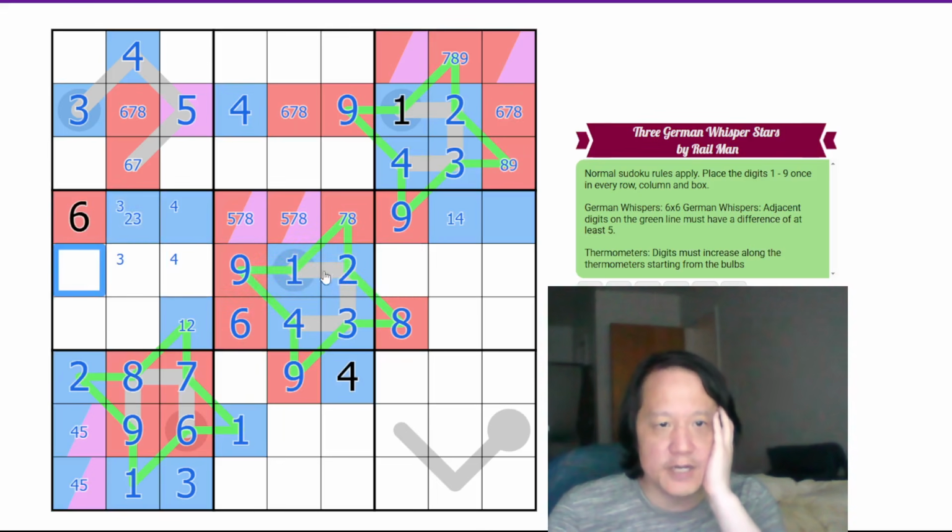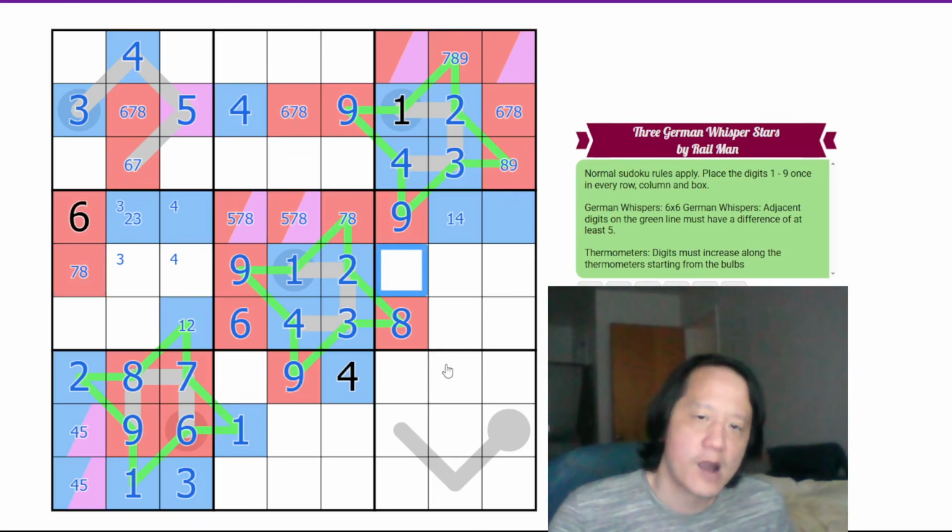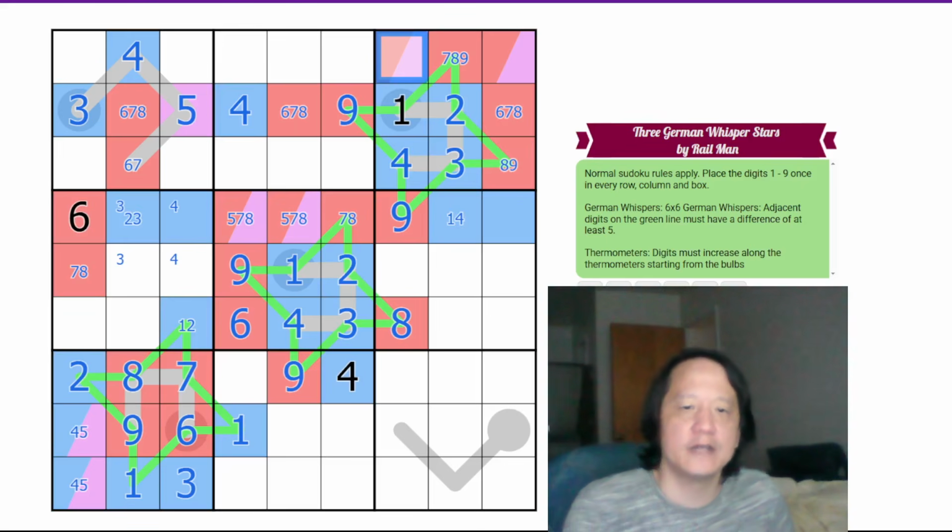So this cannot be 1, 2, 3, 4, or 5 because of the 2, 3, 4, 5 quadruplet in the column and the 1 in the row. So this must be a high digit here. Can't be 6 or 9, it's 7 or 8. What else do we have? This can't be 8 or 9, it's 5, 6, or 7.